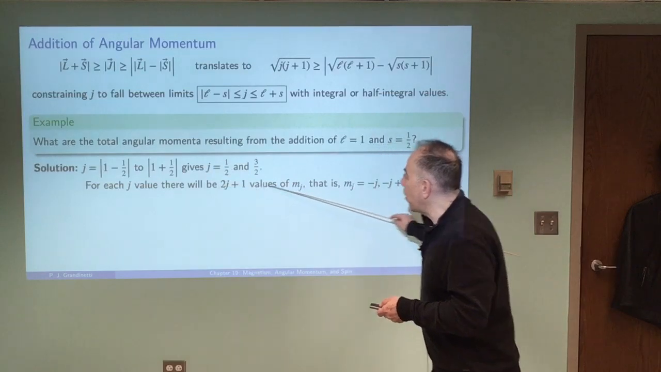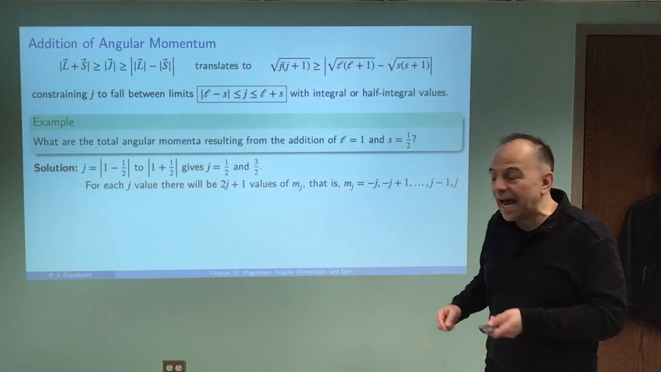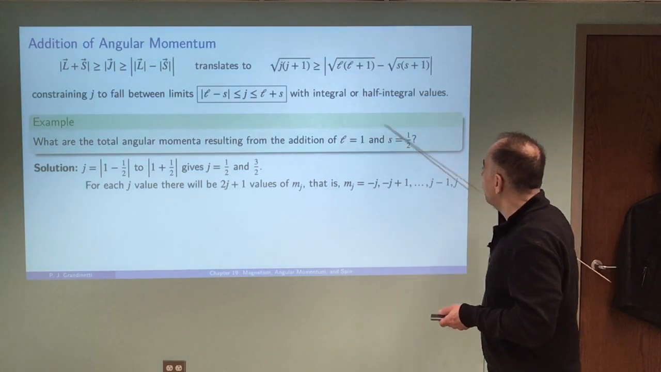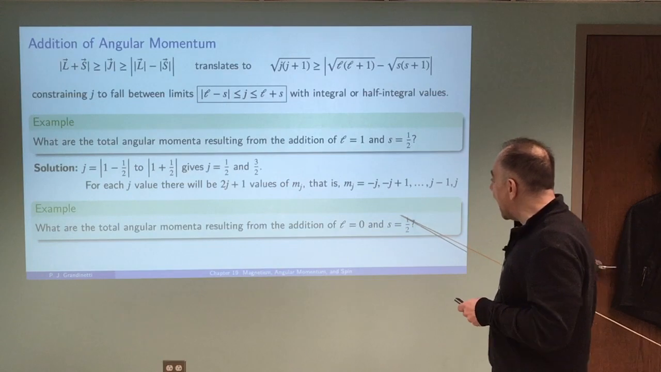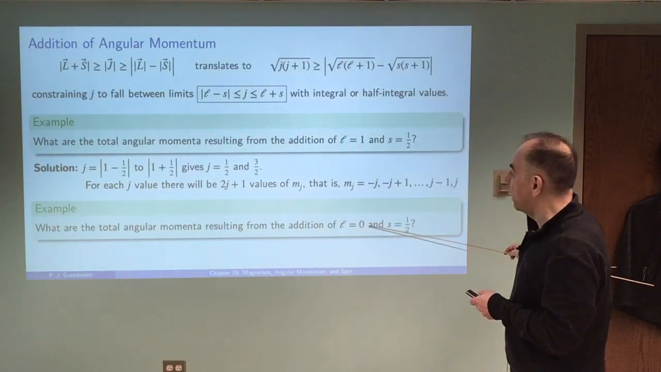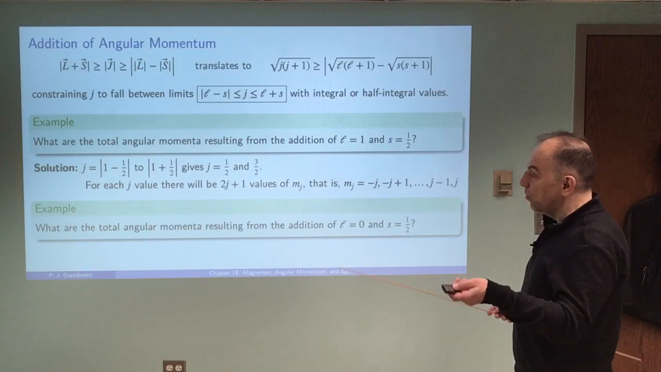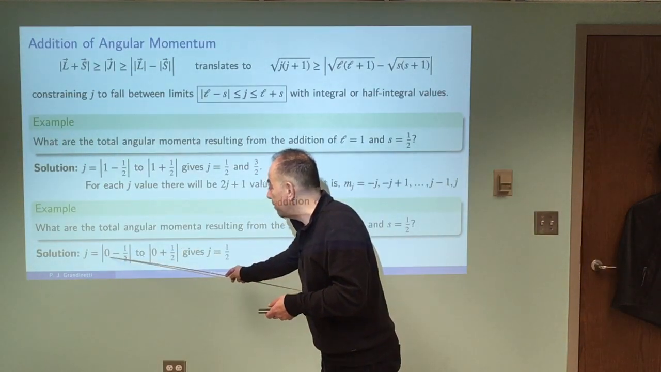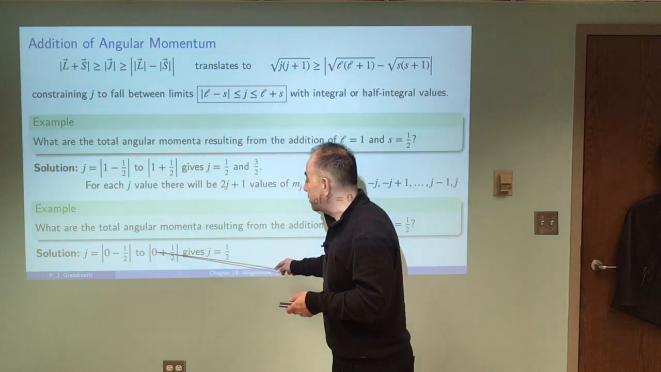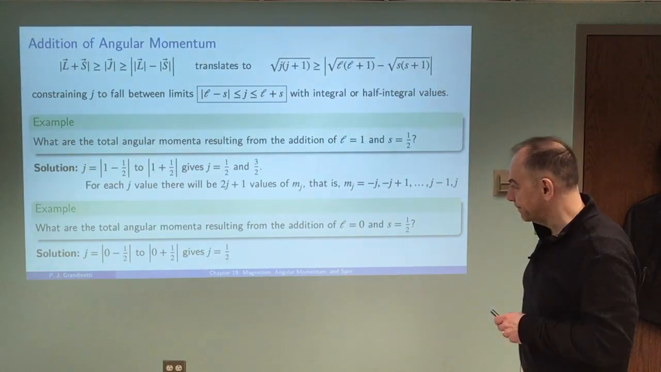So this is what we learn about all the possible outcomes if we try to add angular momentum with these quantum numbers. If I wanted to add angular momentum which have quantum numbers of L equals 0 and S equals half, what are the possible outcomes? Well, the possible outcomes are from the absolute value of 0 minus half to 0 plus half. And that only gives me one outcome, J equals half.